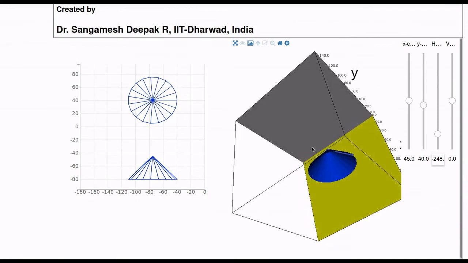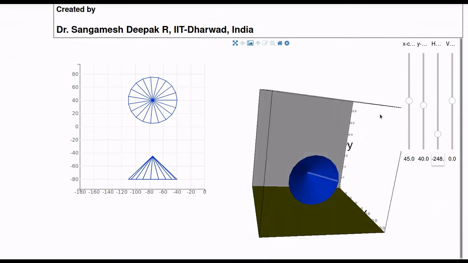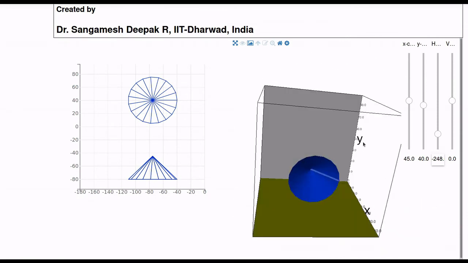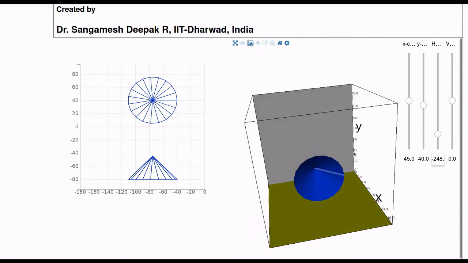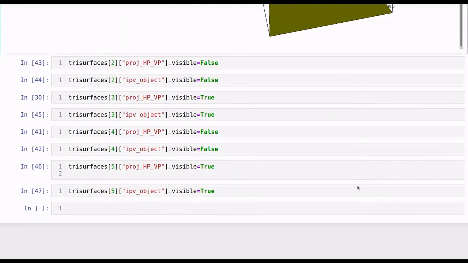Now similarly, I have taken another line, again of length 50 mm. The fixed point is point A. Now I rotate it about an axis perpendicular to VP.